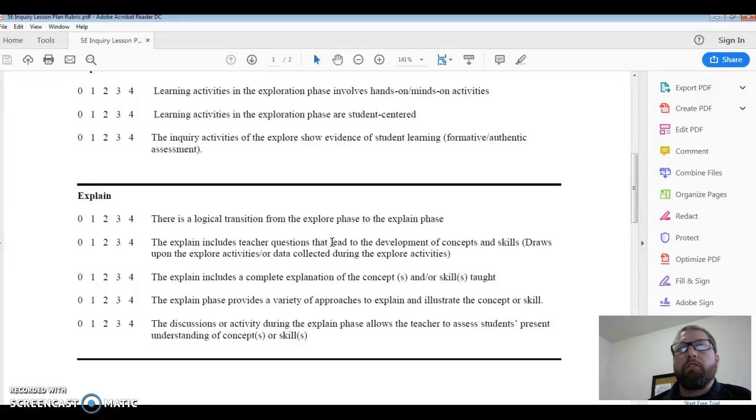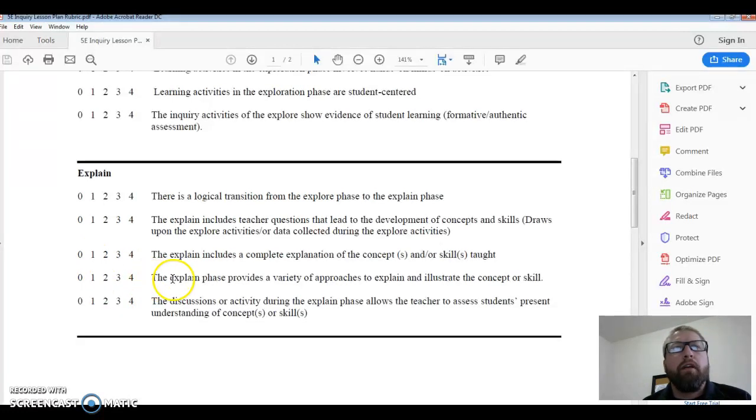It shouldn't be a lecture. It should be a discussion. It should be the teacher using questions to move student thinking forward. The fourth part of the explain rubric is that the lesson provides a variety of approaches.